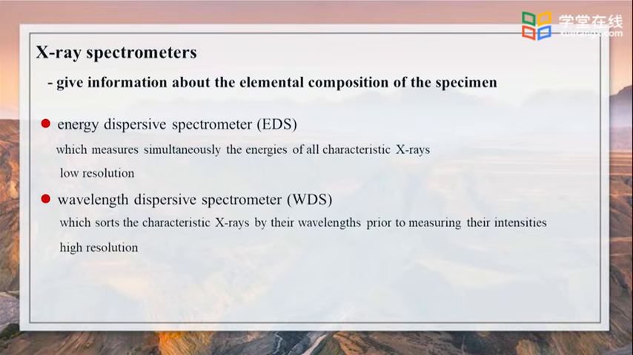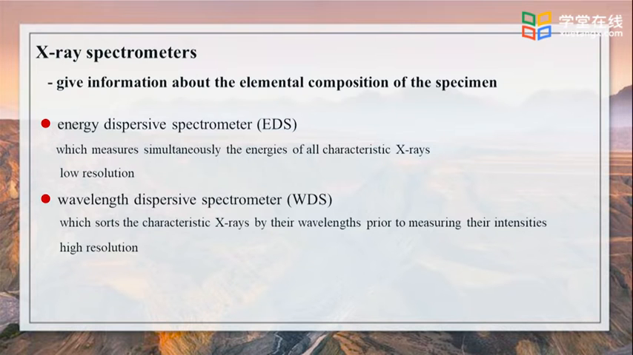Characteristic X-rays are much more useful. Measuring either the energy or wavelength of the characteristic X-rays enables the investigator to determine the elements from which the X-rays were emitted, since no two elements have exactly the same energy difference between electron shells.